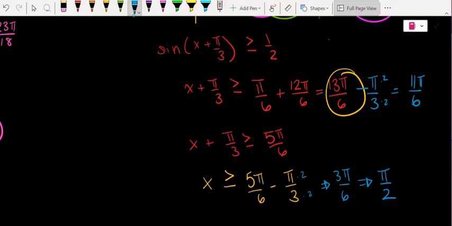Now do you know why I was saying 11 pi over 6 earlier? I was looking at the wrong spot on my notes. So if I do that, I've got my answers right there.